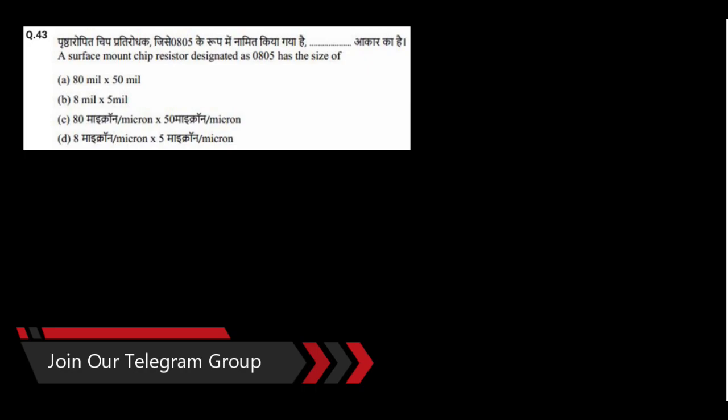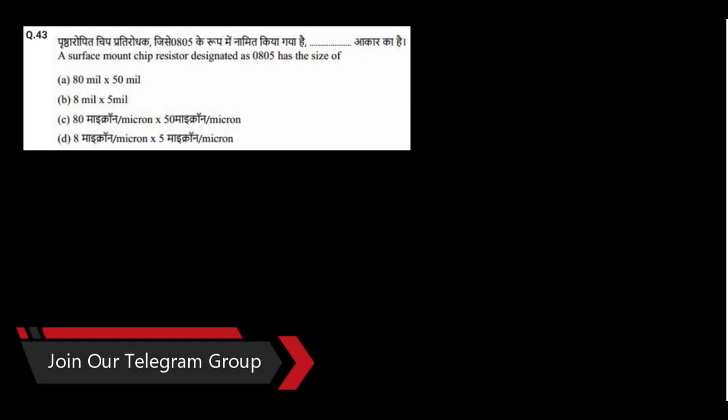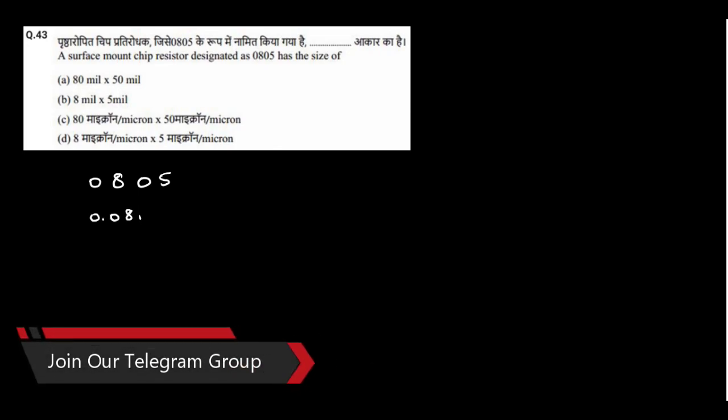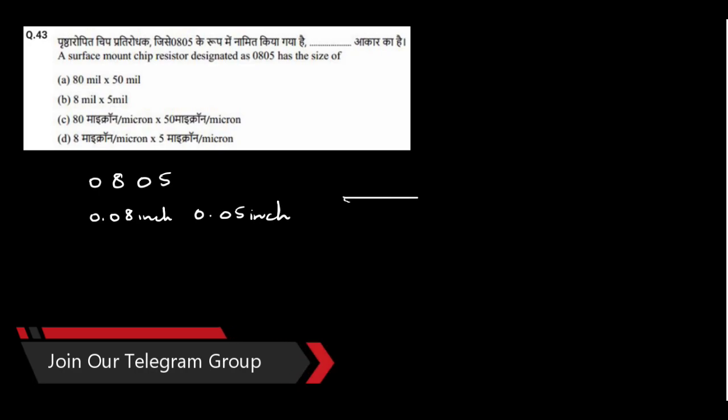A surface mount chip resistor designated 0805 has the size of. Now, 0805 means 0.08 inch and 0.05 inch. That's what it means: the length and the width.